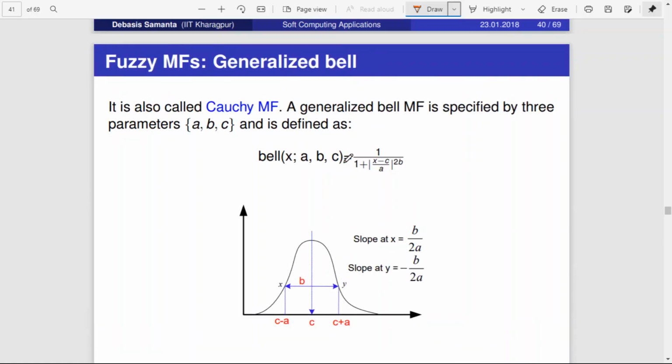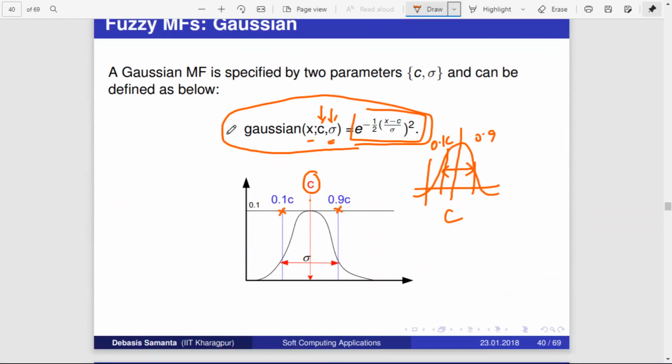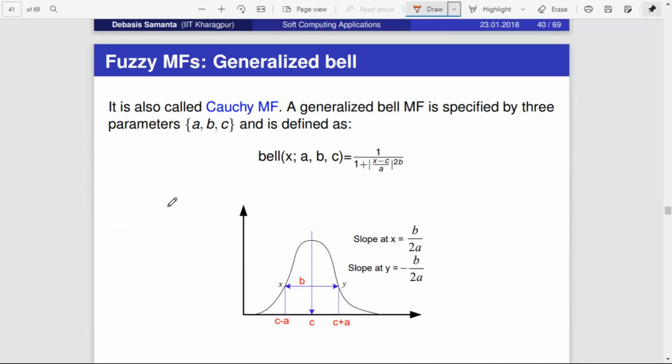This Gaussian function is otherwise called the bell curve. Both the Gaussian function and the bell curve represent the same thing. Next is the generalized bell curve, which is also called the Cauchy MF, that is, Cauchy membership function. MF stands for membership function.